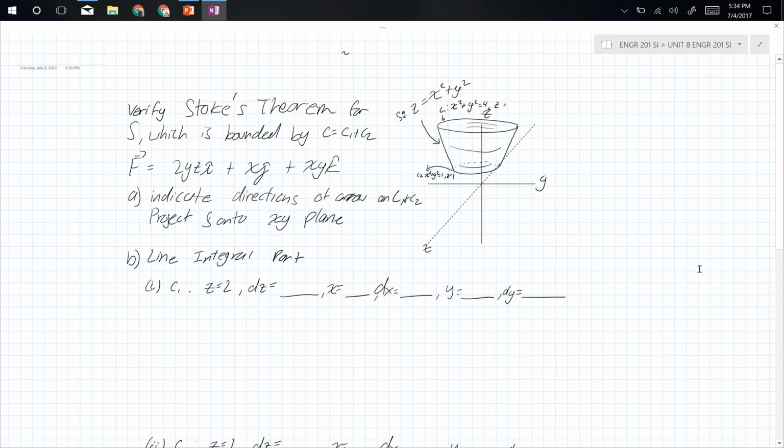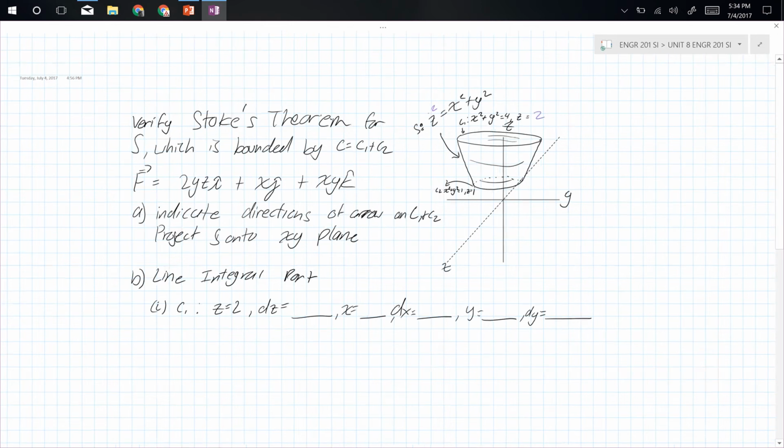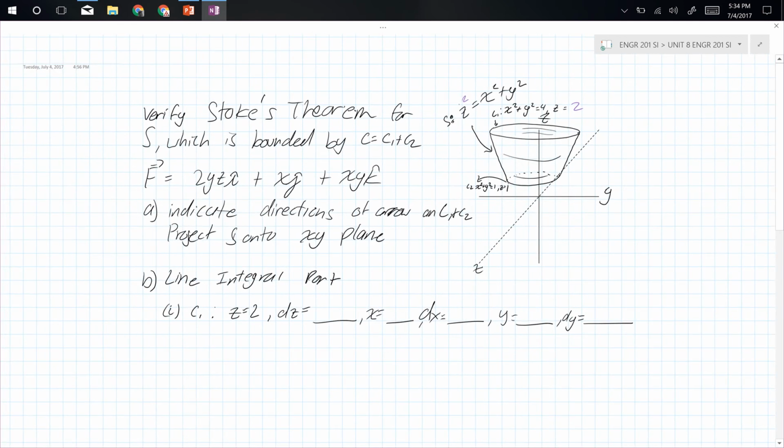Hey everyone, in this video I'll be covering Stokes' theorem and we'll be verifying it using line integrals. So I'm going to go ahead and get started. We have the surface z squared equal to x squared plus y squared, and it's bounded by C1 and C2, where z equals 1 and z equals 2. Some things are missing from the figure, but oh well.